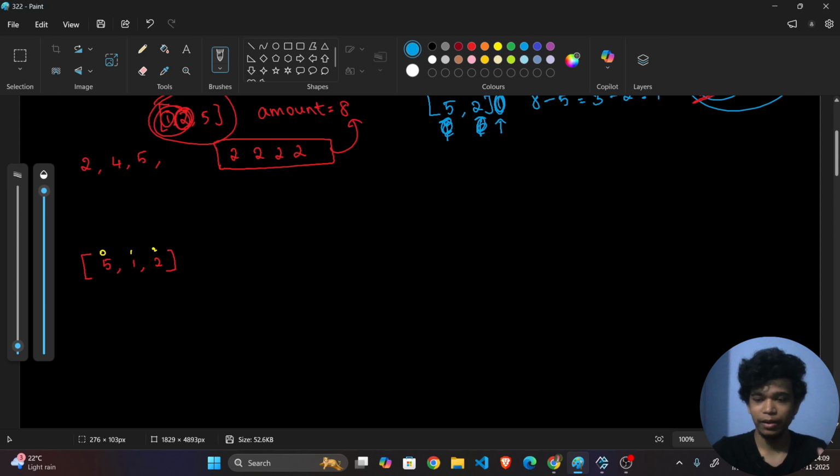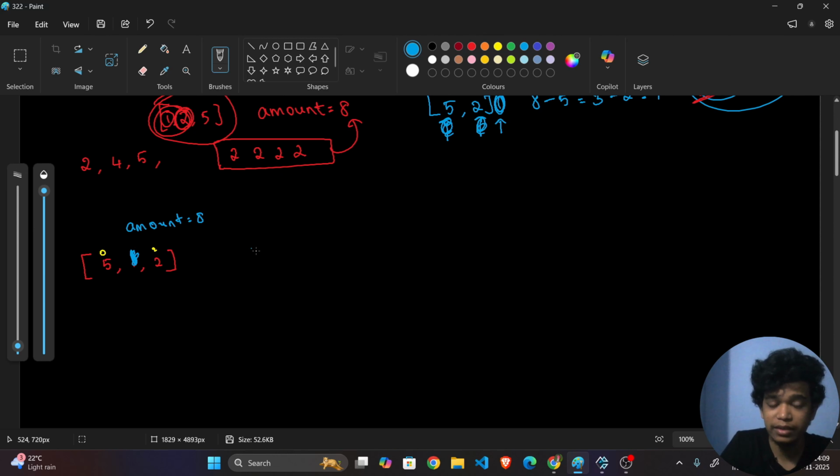Now instead of taking this array, let me take only 5 and 2, so that one of the cases is amount equal to 8. So this case fails in the greedy. Now we are going to make this case pass in this recursion approach. So how does my recursion approach look? If it is 5, 2, the array, here you don't want to sort it.